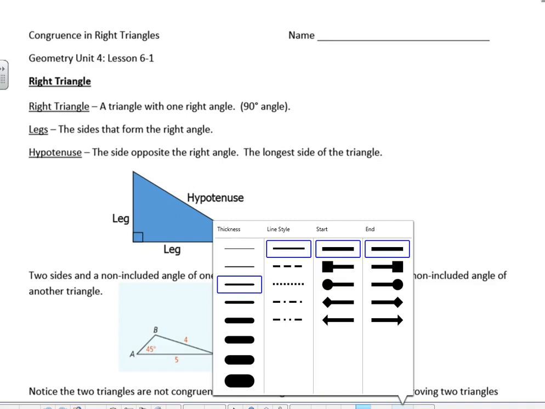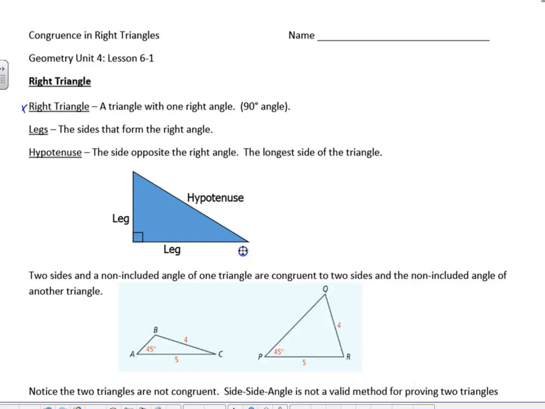A right triangle is a triangle that has one right angle. The sides that form the right angle are called legs. As you see on the diagram, we've got one leg and the other leg. It doesn't matter, they're both called legs. The side opposite the right angle is the hypotenuse, and the hypotenuse is the longest side of the triangle.